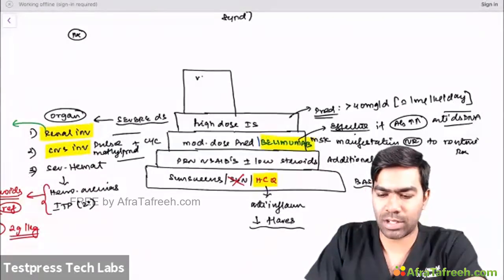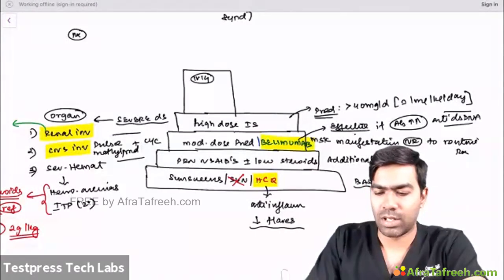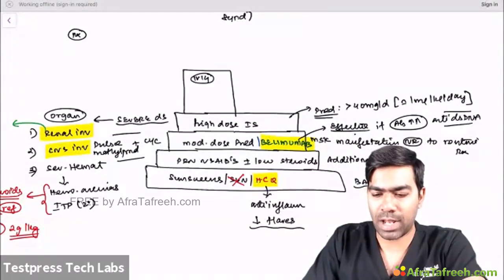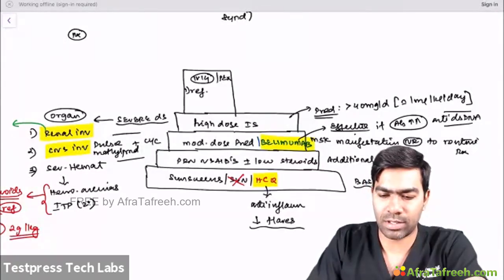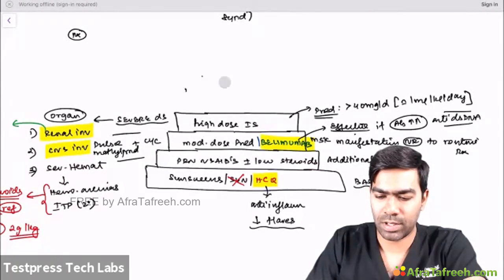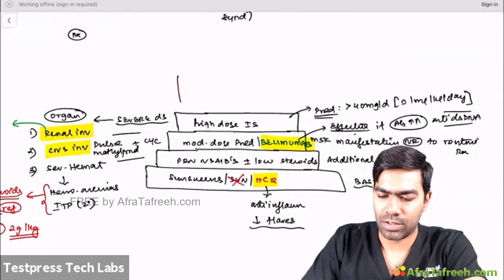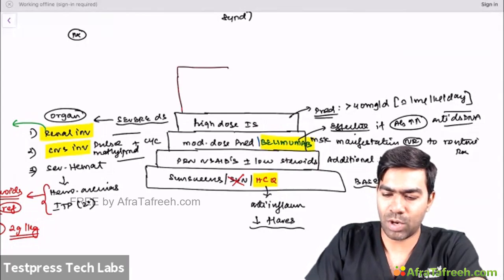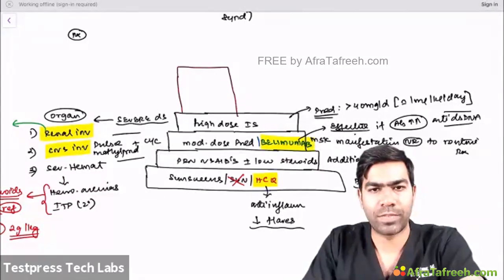So if somebody asks you what are the needs for IVIG or probably plasma exchange in patients with SLE, what will you answer? The first thing I can tell is refractory cytopenias. So these are additional options that you have. If you want, you can give; otherwise, you need not give.